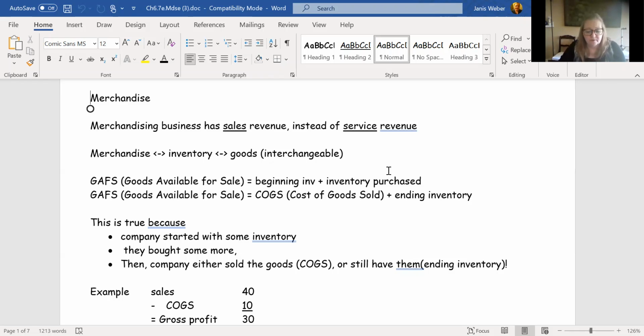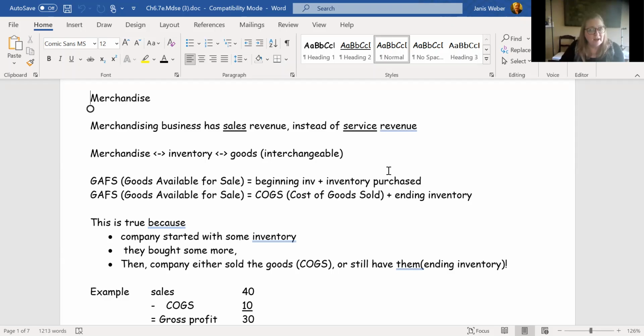But some terms are interchangeable. The word merchandise is interchangeable with inventory and also interchangeable with the word goods. So we have goods available for sale, which is the same thing as merchandise available for sale. And basically there are two ways to arrive at goods available for sale. You could take the beginning inventory and add inventory that you've purchased this month, and that would give you goods that are available that you can sell.